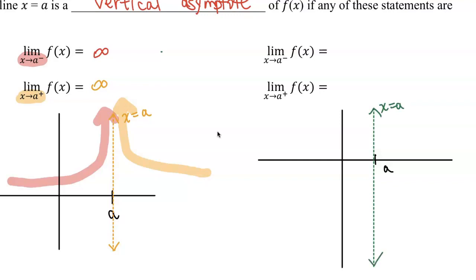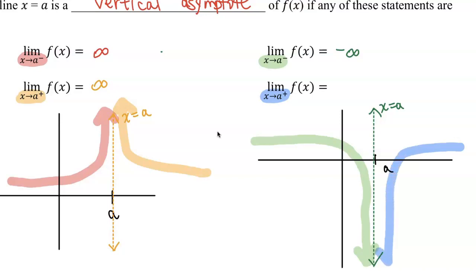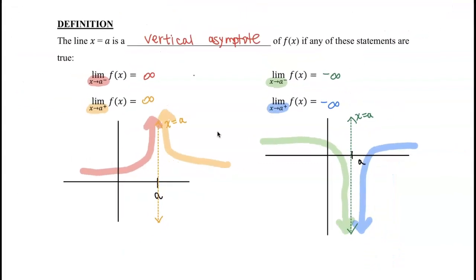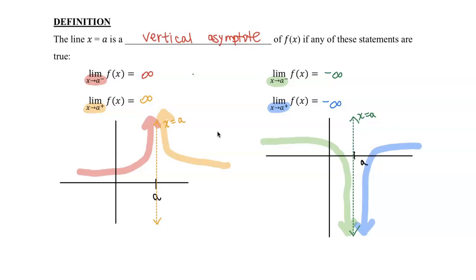And let's say this time x is approaching a from the left. It's getting close to a, but then as it gets really close, it skyrockets down. If it does that, then we say this is a vertical asymptote. It can do it from the right side too. This blue graph was on the right side of this dotted line, but as you get really close to x equals a, it goes straight down. So if that happens, we also call that a vertical asymptote, if any of these statements are true. It's not all going to happen at the same time.